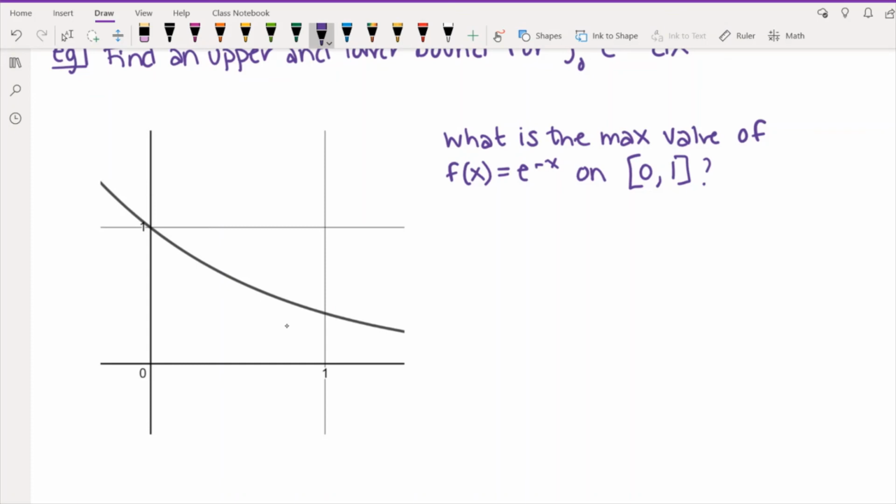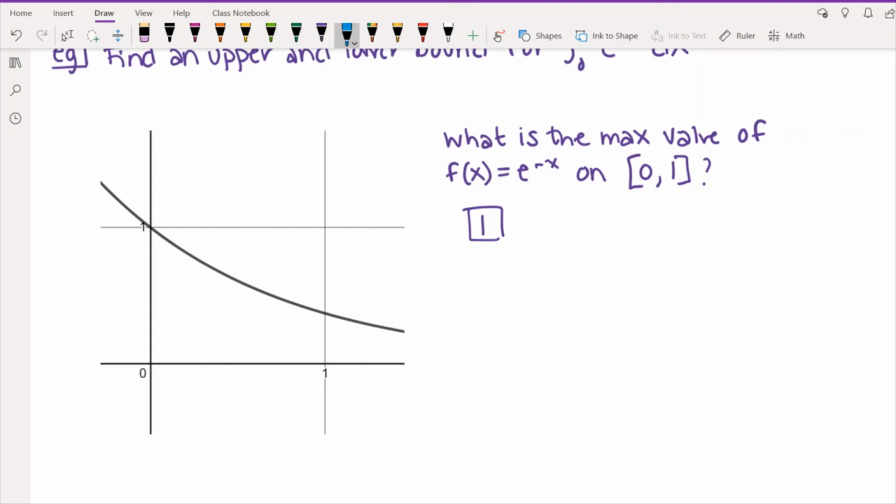So in this case, if you did that, you would find that there are no critical numbers. There are no places where the derivative of e to the negative x equals 0. And so you would just plug in 0 and 1 and see which one gave you a bigger result. The biggest result you'll find is by plugging in 0. So the maximum value is going to be equal to 1. So the answer here is 1.